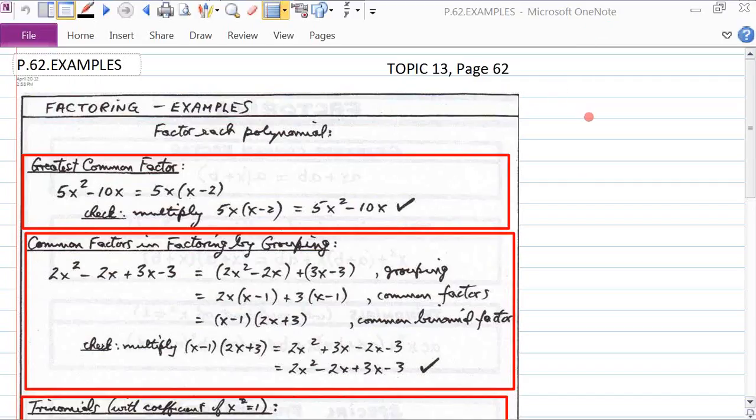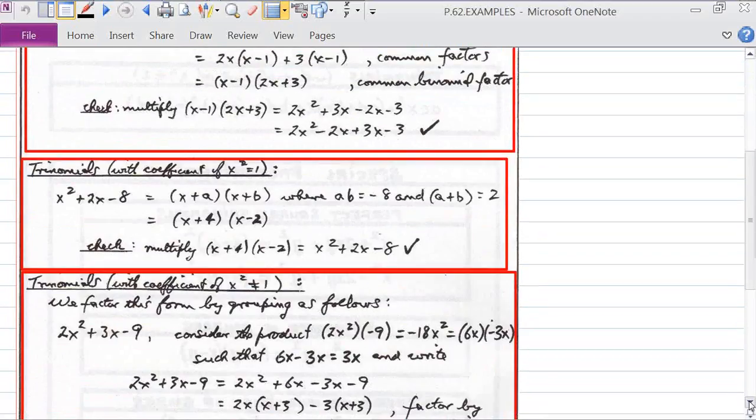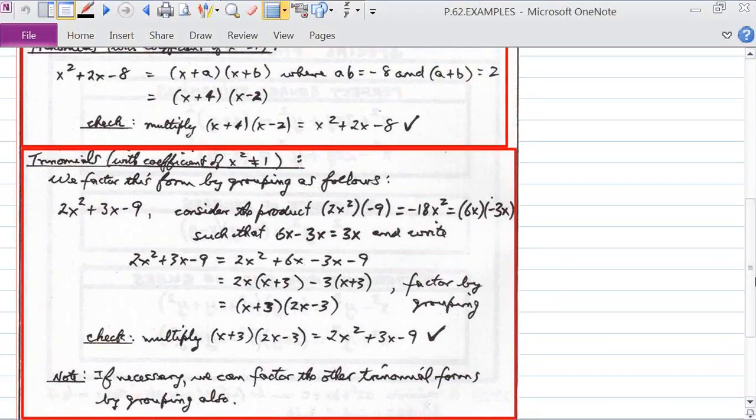So we're on page 62, and in the previous video lecture we did greatest common factor and common factors in factor by grouping. And right now we're going to look at trinomials, the factoring of trinomials.